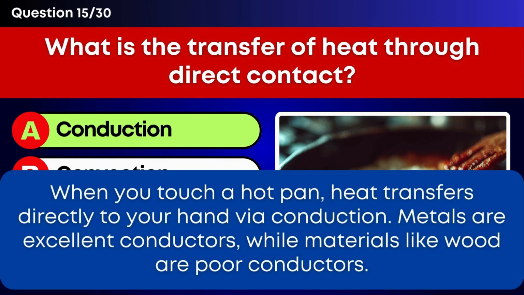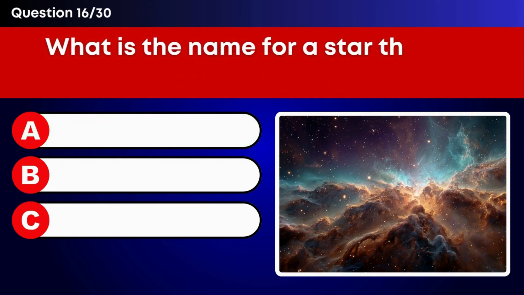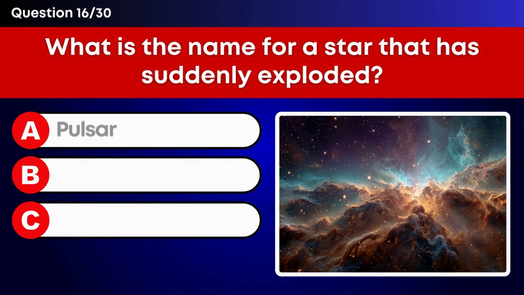Conduction. When you touch a hot pan, heat transfers directly to your hand via conduction. Metals are excellent conductors, while materials like wood are poor conductors. What is the name for a star that has suddenly exploded?